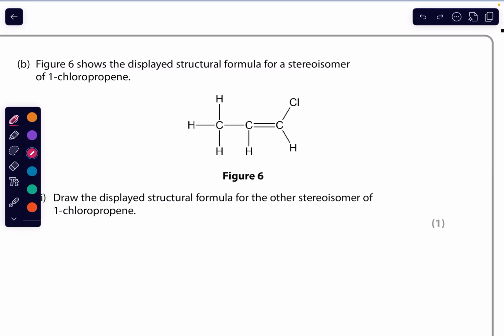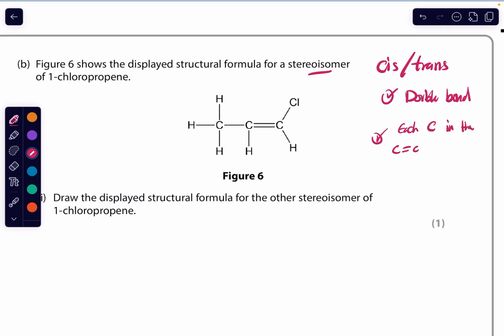Figure 6 shows a displayed structural formula for a stereoisomer. A stereoisomer is something that has cis or trans, so that means it must have a double bond. Rule number 1, a double bond that restricts rotation. Tick. And it must also have each carbon in the double bond with 2 different groups. These are the rules for stereoisomerism.